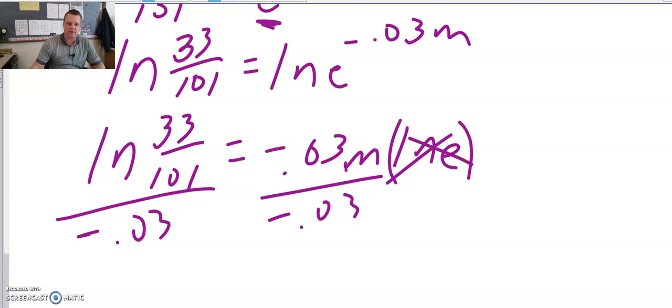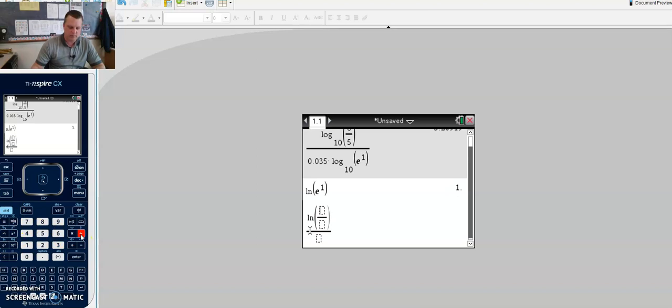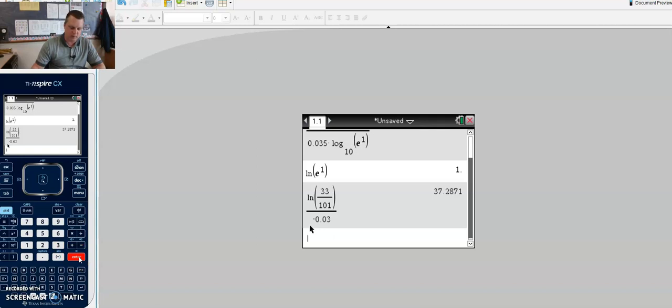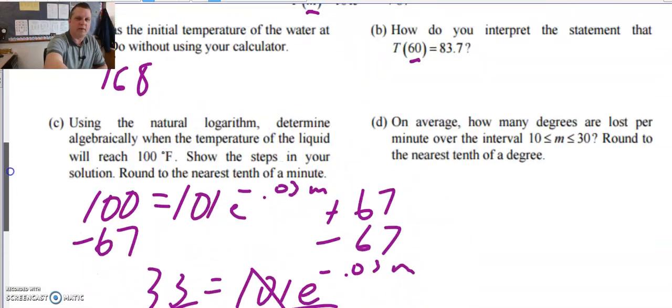Okay? So I'll show you how this is done in your calculator. So we have our fractions. Here's your ln button. Control e to the x. There's ln. Control fraction. 33 over 101. So if we use the accurate fraction, you don't have to worry about rounding or how far to round it. So use the fraction for accuracy. Enter, and we have 37.3, to the tenth of a minute. Okay, so that's how you solve for that one.